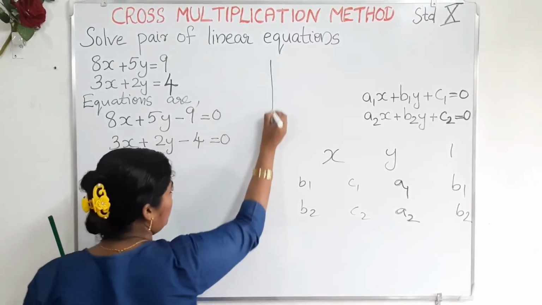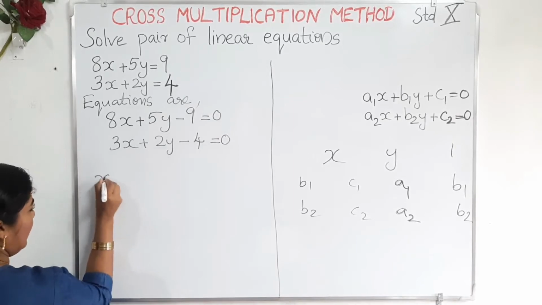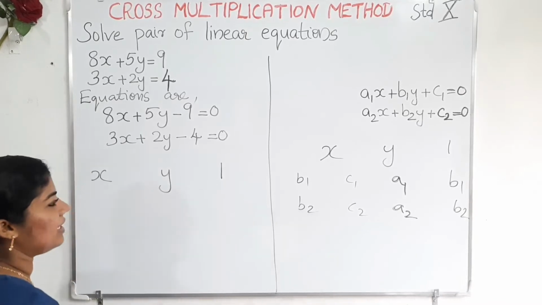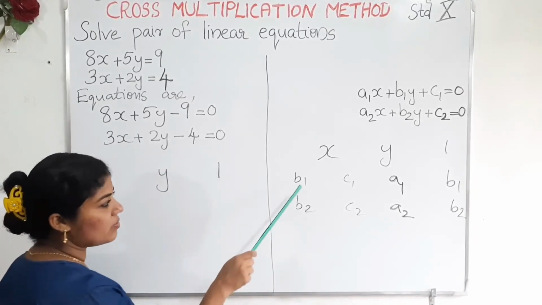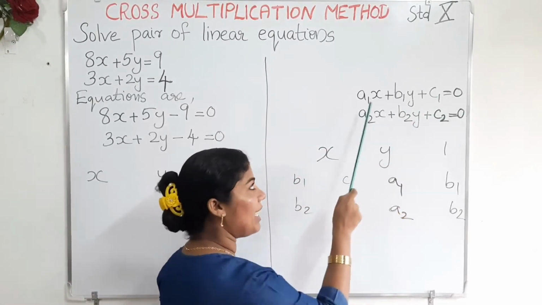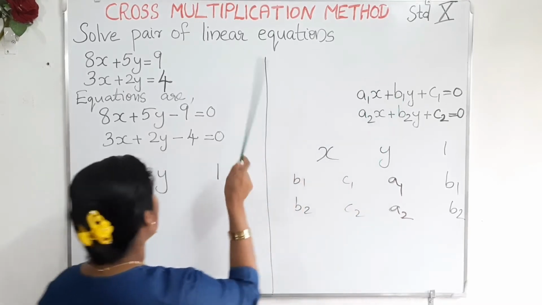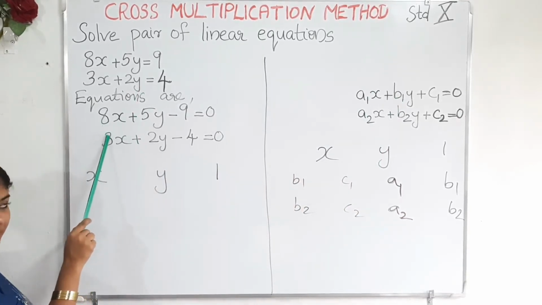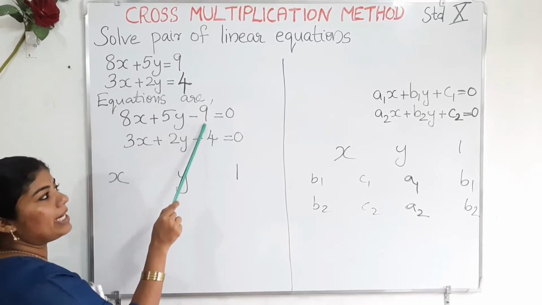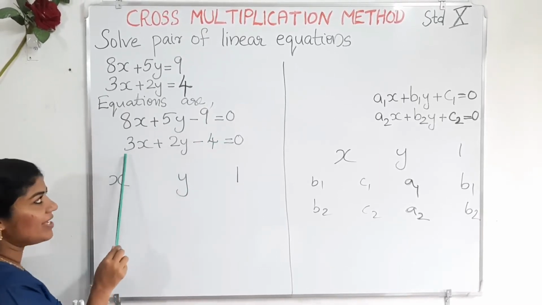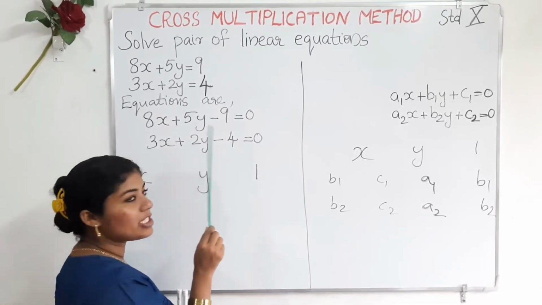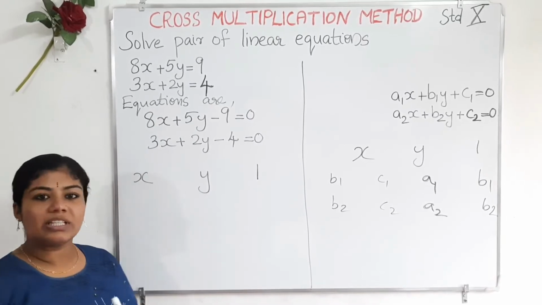So what is your step 2? Directly we are writing x, y and 1, then b1, b2. What is b1? Based on the standard form, a1 is the first and the second one is b1. Compare with this one: 8 is a1, 5 is b1, and minus 9 is c1. Same here, 3 is a2, 2 is b2 and minus 4 is c2. So directly give the values.